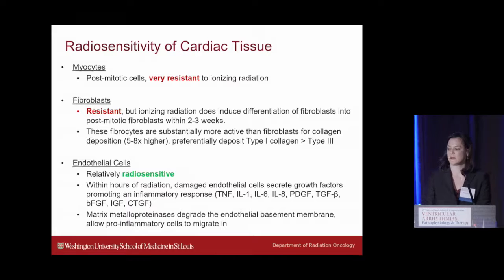Considering this, we can think about the radiosensitivity of cardiac tissue from a cardiac perspective. Myocytes, which are post-mitotic cells, are very resistant to ionizing radiation. Fibroblasts are resistant, but radiation can induce differentiation of those fibroblasts into structures that are quite active in collagen production, type 1 and type 3, which can have implications for scar formation. Endothelial cells are relatively radiosensitive, and within hours of radiation, damaged endothelial cells can secrete growth factors that go on to stimulate an inflammatory response.